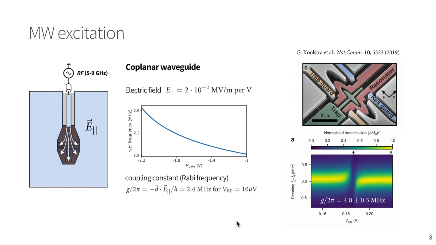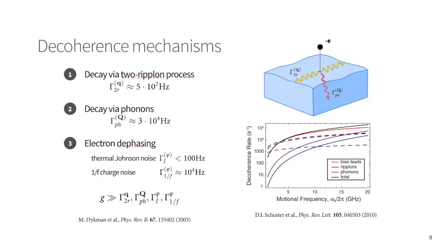Now let's talk about the decoherence. In this slide, I listed main decoherence mechanisms for the electron on liquid helium. The first, electron can decay with emitting two ripplons with opposite momentum. So these are quantized surface capillary waves.